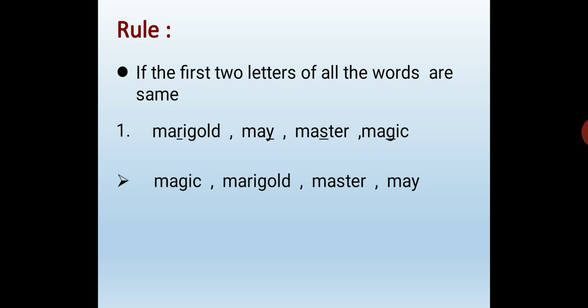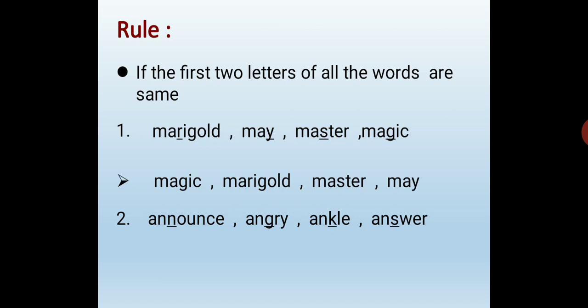Now let's see one more example for it. Just read these four words again. Announce, angry, ankle and answer. Can you observe the first letter of all the words? Are they same? Yes, they are same. Now observe the second letter of the words. Are they same? Yes, they are also same. So we get that the first two letters of the words are same.